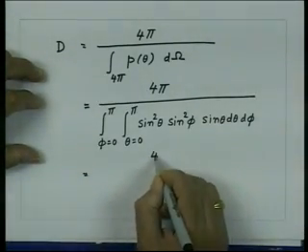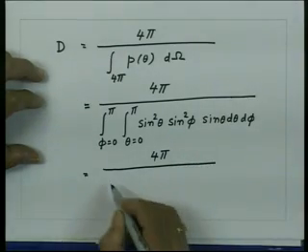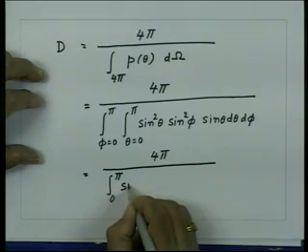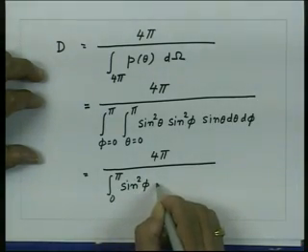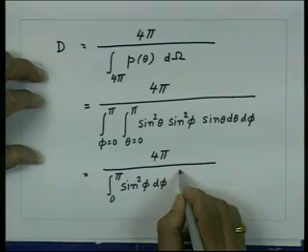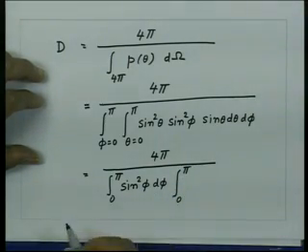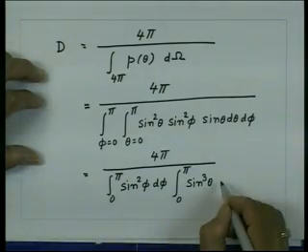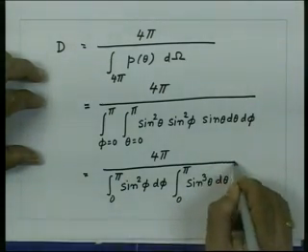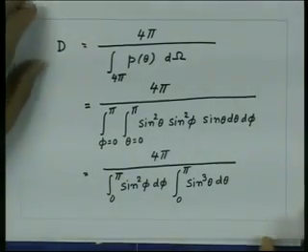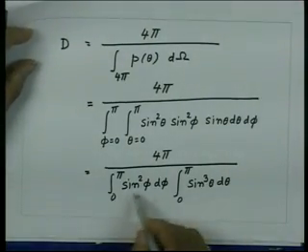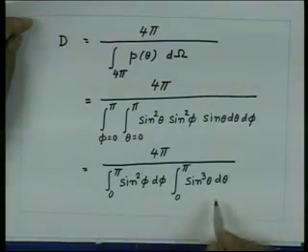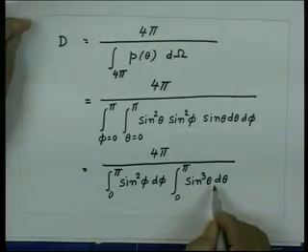So, this will give us 4 pi divided by the integral from 0 to pi for phi, sine square phi d phi, times the integral from 0 to pi of sine cube theta d theta. This integral we can solve by expanding this in cosine of 2 phi, and this one we can write as 1 minus cos square theta and sin theta.